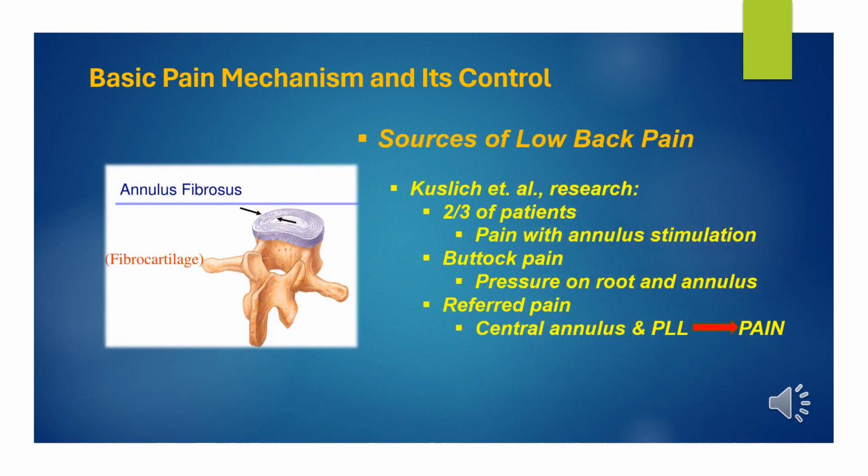In Kuslik's population of patients, two-thirds experienced similar preoperative pain when the outer part of the annulus was stimulated. Buttock pain was only produced by simultaneous stimulation or pressure on the nerve root and the outer surface of the annulus. Both of them. Now, referred pain is pretty interesting. It's clear from the research that the central part of the annulus and the posterior longitudinal ligament produce central back pain. Stimulation to the right or the left of central of the posterior longitudinal ligament was associated with pain on the side of the stimulus.